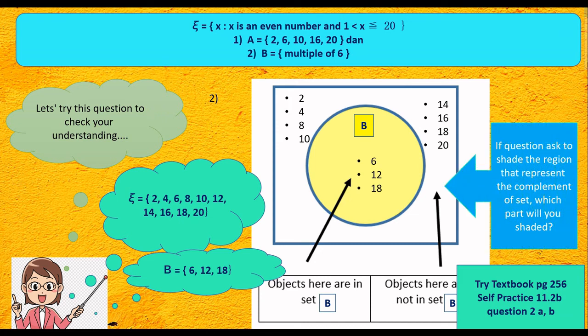Okay, before I end the video, what if the question asks us to shade the region that will represent the complement of the set? Which part should be shaded? Okay, what is the meaning of the complement of the set? Still remember, the complement of the set is those that are not inside the set A. For example, this is the set B. Those that are not inside the set B, we call the complement of set B.